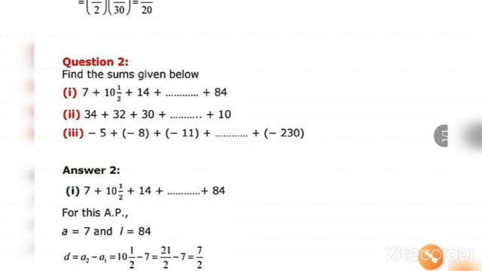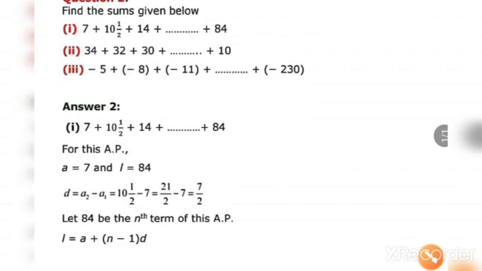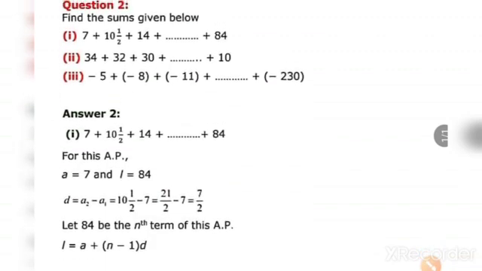Let's begin with question number 2. Find the sums given below. So they give us the last term, that is 84. Okay, so we don't know how many terms are in the arithmetic progression. So in this kind of sum we have to find the value of n from the equation.